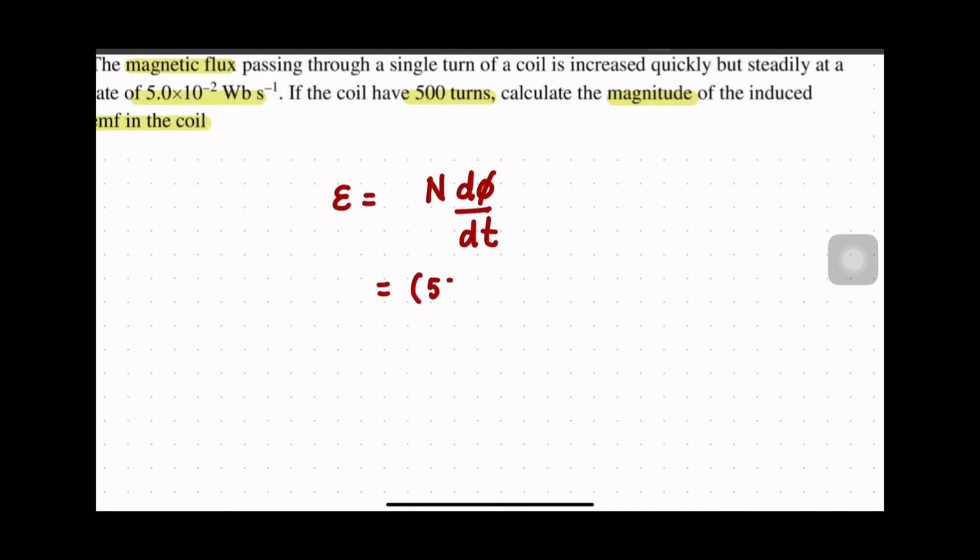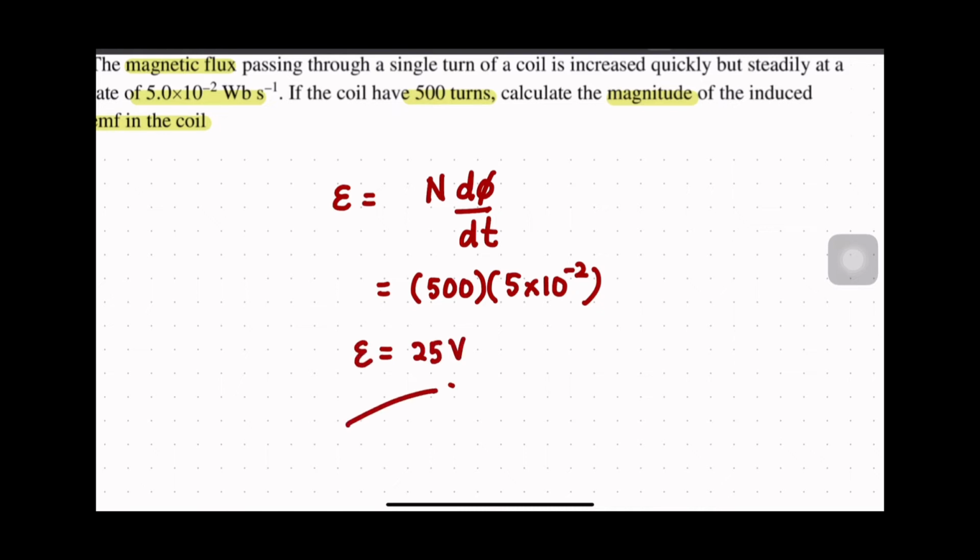So 500 times the dΦ/dt. This 5 times 10 to the power of negative 2 is in Weber per second, meaning it is already dΦ/dt. So we get the answer of 25 volt.